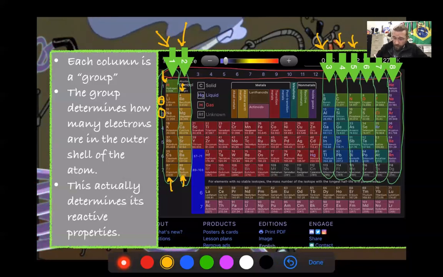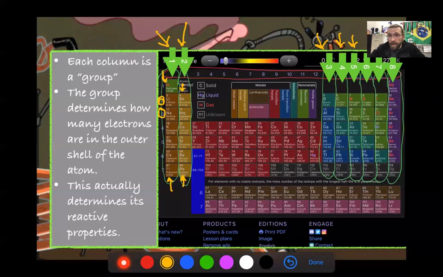Over here at boron, that's three electrons floating around the outer shell. Carbon, all the way down to element 114, flerovium. They all have 4 electrons floating around in their outer shell, right? So the cool thing is this grouping here, the groups, based on how many electrons they have out there, determines how many different elements one atom can bond to.